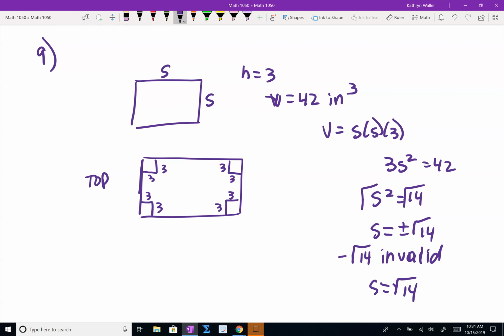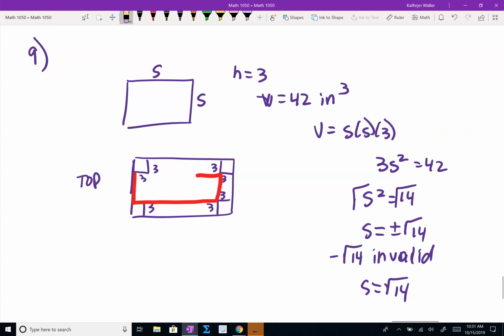But that's not what they're asking me for. They're asking me for how do I make a lid? Well, guys, look. Here's your box right here. Right? Oops, not there. Sorry, I didn't mean to put it there.